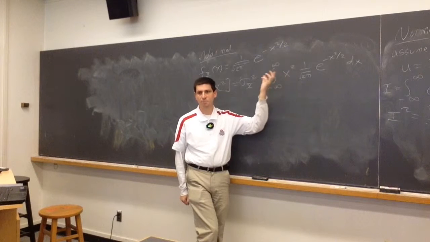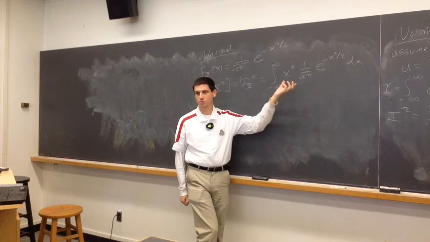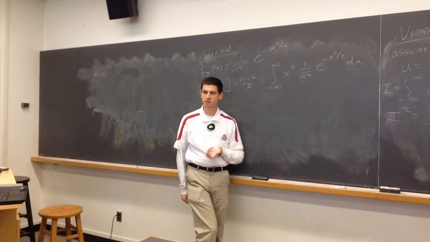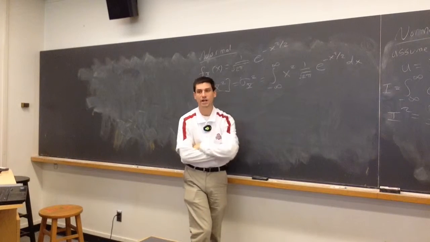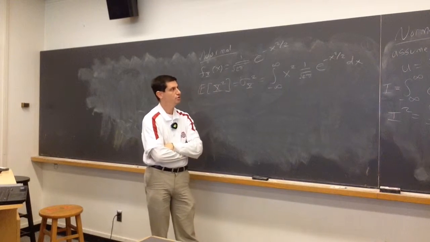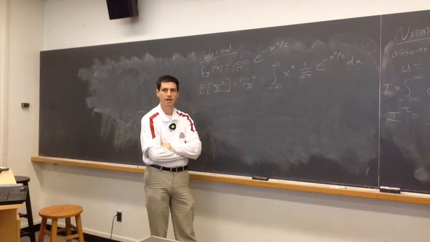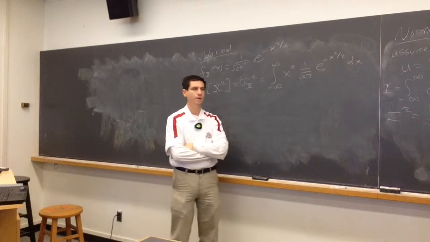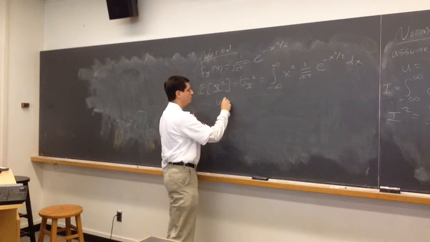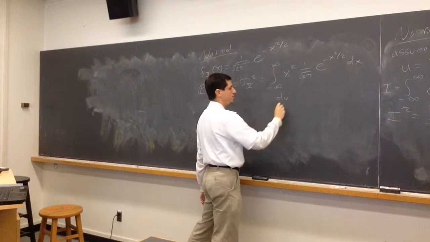Unfortunately, we don't have much luck integrating e to the minus x squared. There's no nice antiderivative for that. But we do have the function x squared. So you should be thinking integration by parts. Now, when you're thinking integration by parts, you have to choose what do you want to be u and what do you want to be dv.